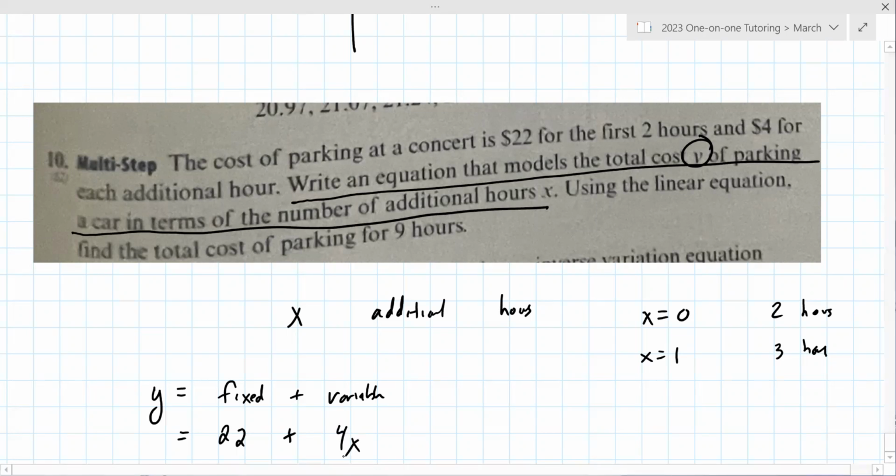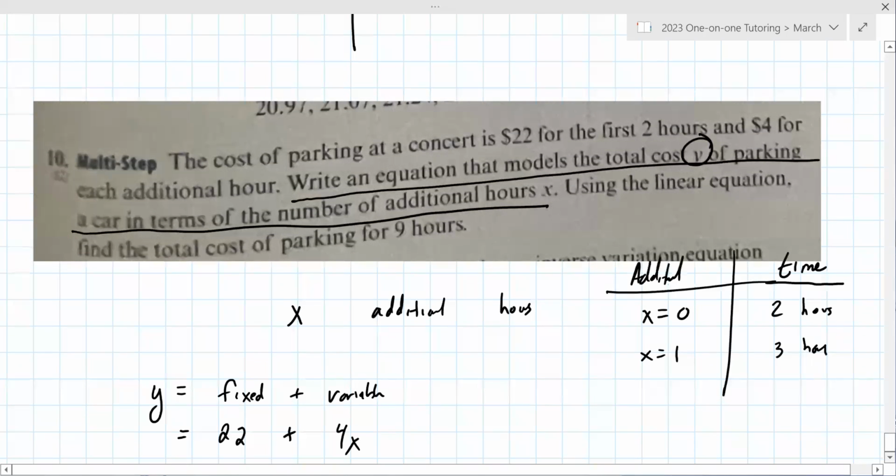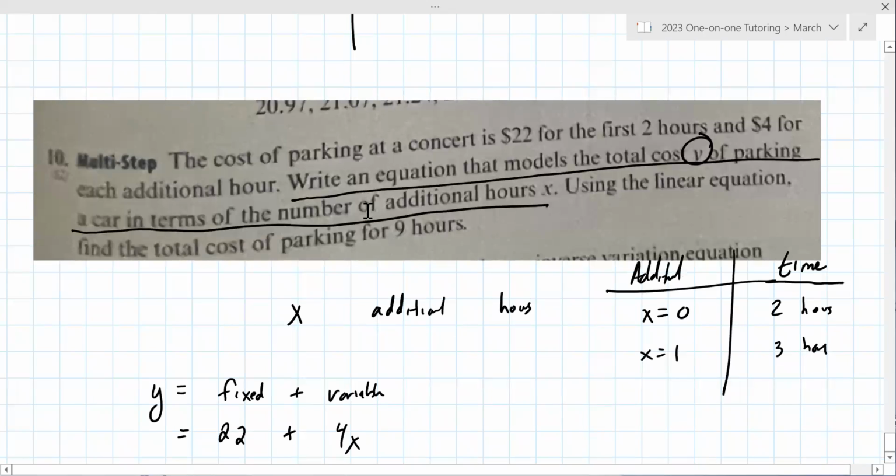How do you know that in the first 2 hours you're not getting charged $4? That's a good question. It says here explicitly that it's supposed to be additional hours. It's not real time, like most normal people think of it. It's additional hours. I should have just read that. Yeah, it's a little awkward though.